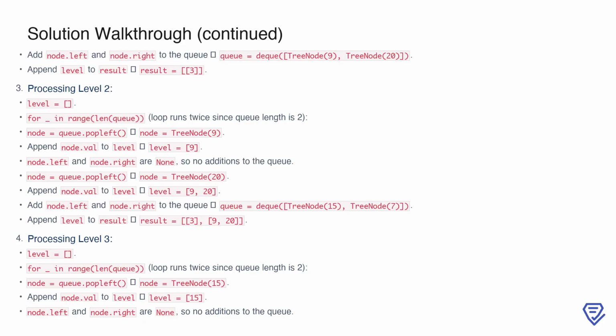Next, we move on to the second level. We initialize a new level list and loop through the nodes in the queue, which now has two nodes, TreeNode with values 9 and 20. First, we process the node with value 9. We remove it from the queue, add its value to the level list, and check its children. Since it has no children, the queue remains unchanged. Then, we process the node with value 20, removing it from the queue and adding its value to the level list. This makes the level list [9, 20]. We then add its left and right children, TreeNode with values 15 and 7, to the queue. After appending this level list, result becomes [[3], [9, 20]].